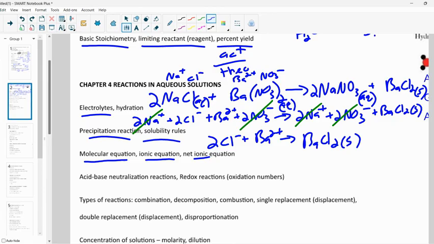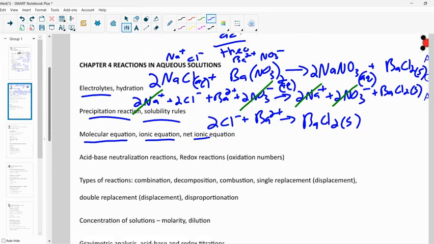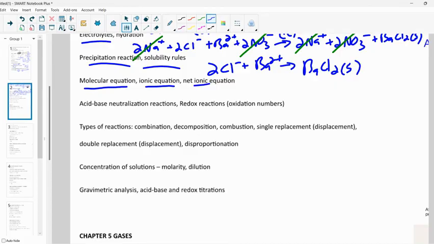Doesn't matter the order here. What does matter is me including the charges. If it's ionic, I know the charges are there. I've got to make sure I show those charges. So that's our molecular equation, our ionic, and then our net ionic equation. Acid-base neutralizations, we're going to cover more in chapters 15 and 16. Redox reactions, we'll cover more again in 18.